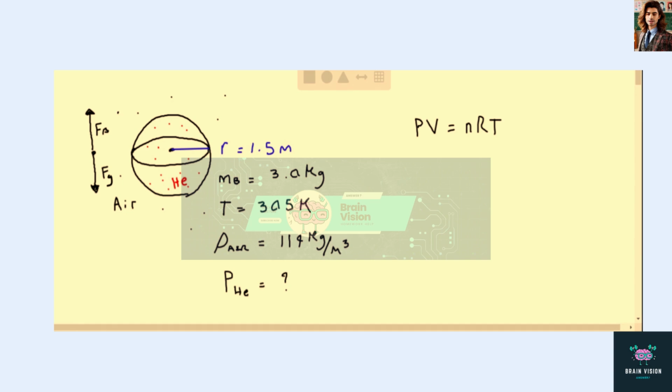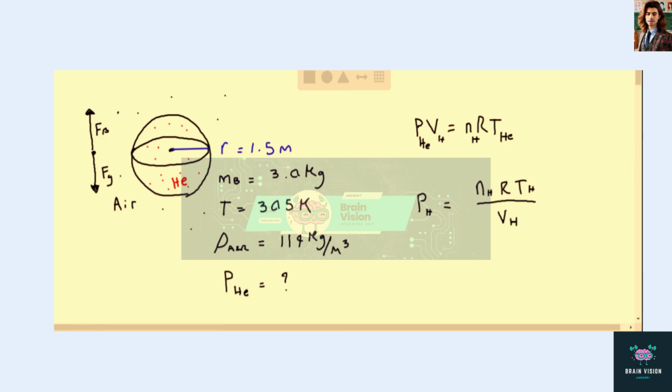So if we start with the ideal gas law, we'll take this equation here, and we'll want to solve for P, specifically the pressure of the helium. All these should be for helium, H. So if we divide both sides by V sub H, we'll have P sub H is equal to N_H times R times T_H over V sub H.